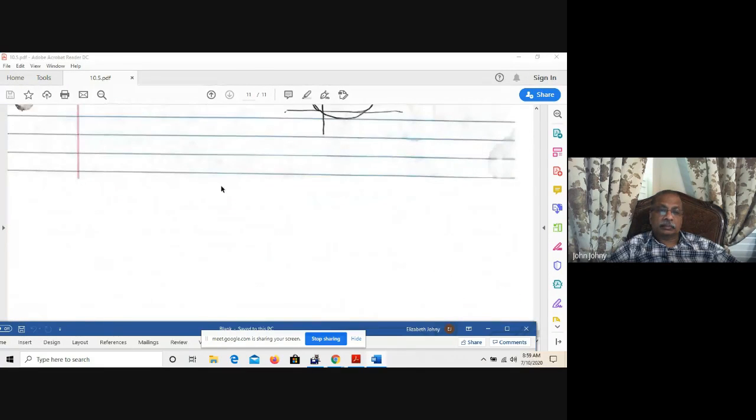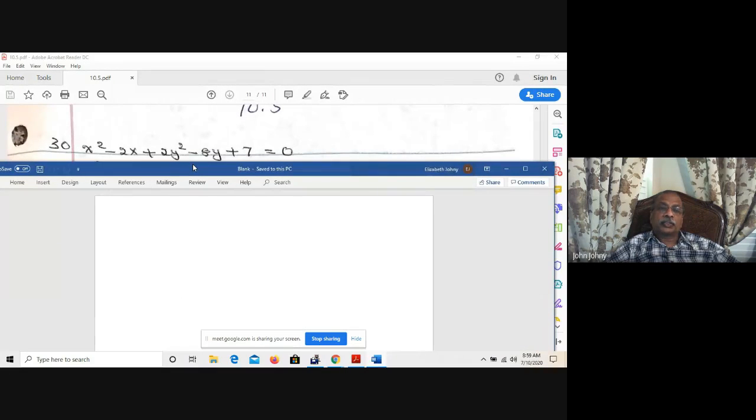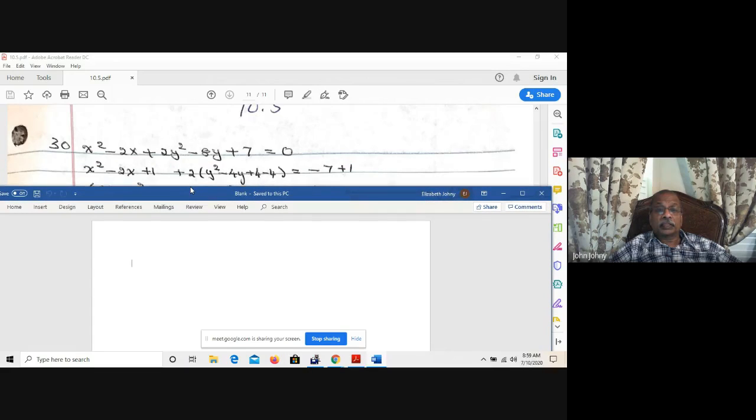The last question from that section is number 30. x² − 2x + 2y² − 8y + 7 = 0, as in one of the previous problems. You subtract a 7 and write the x terms together and y terms together. So you have x² − 2x + 2 times (y² − 4y) is equal to −7. Complete the square here, add a 1 on both sides. Complete the square here, add and subtract a 4, because the coefficient of y is −4. Its half is −2, and its square is +4.